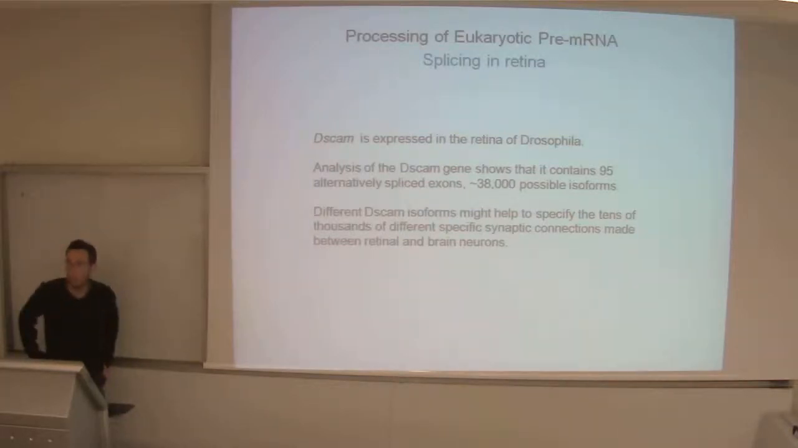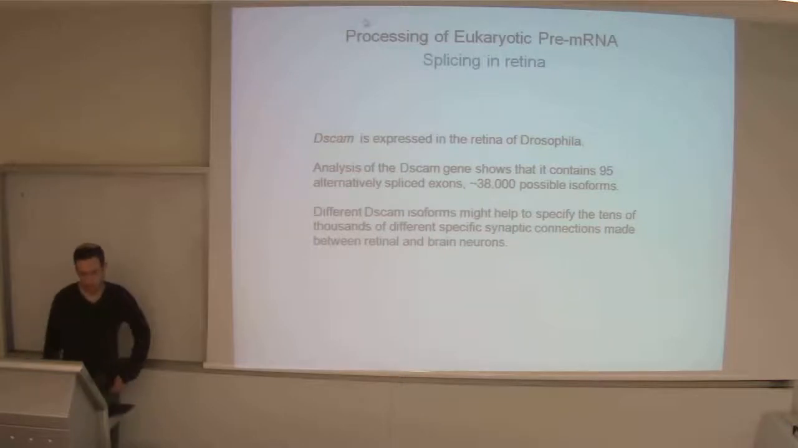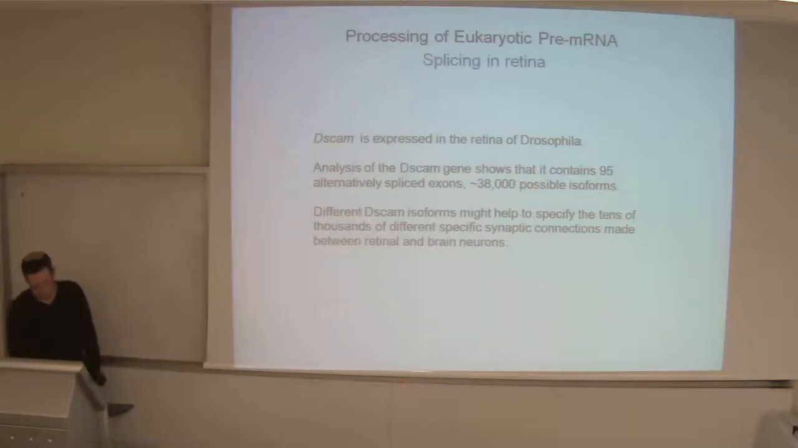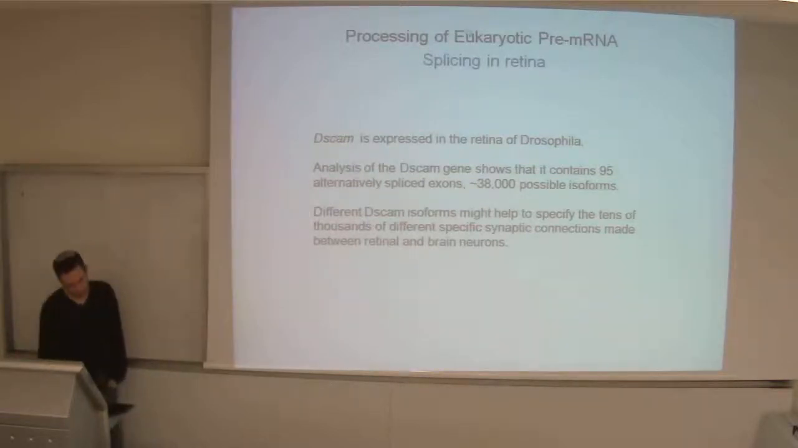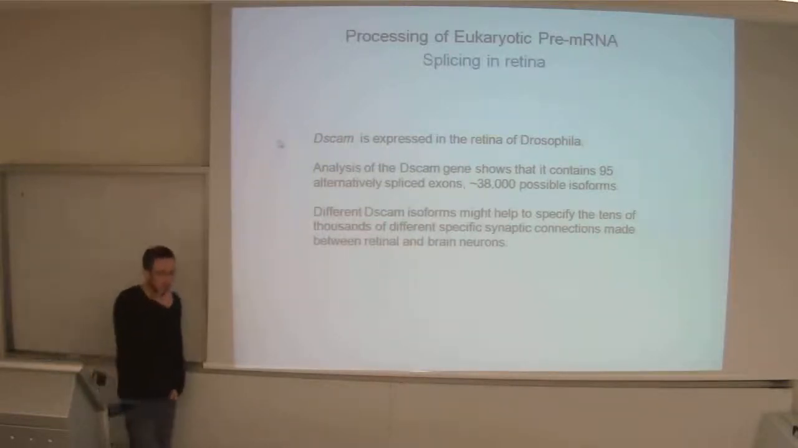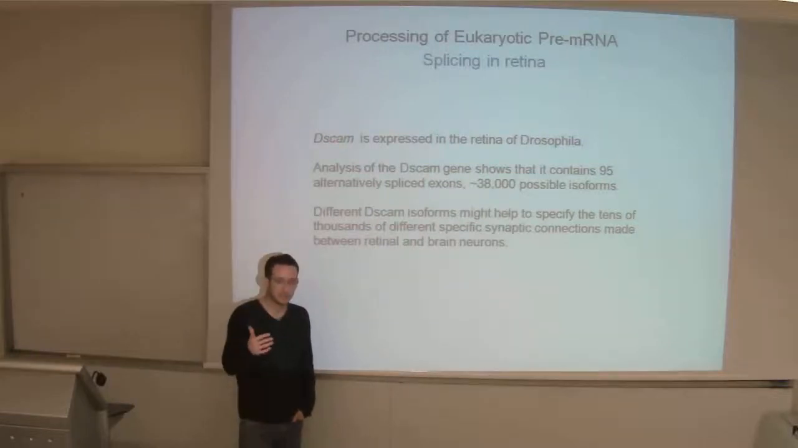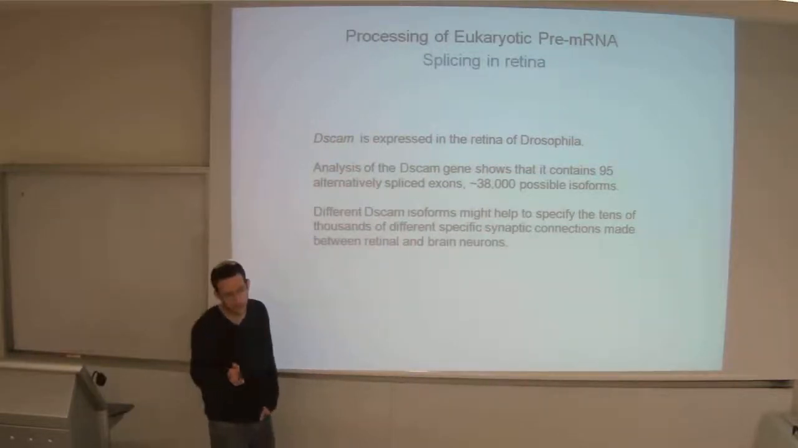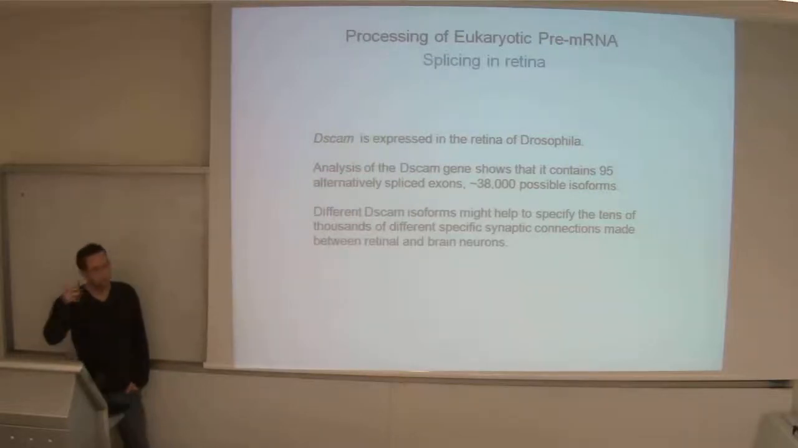Okay, we will now show another example of splicing in your neuronal system, specifically in the retina. So there is a protein, an adhesive protein. Adhesive proteins are proteins that generate and sustain links between neurons and actually other cell types as well. And the gene that codes for this protein is called DSCAM, and it is expressed in the retina of Drosophila, the fruit fly, which is a conventional animal model.